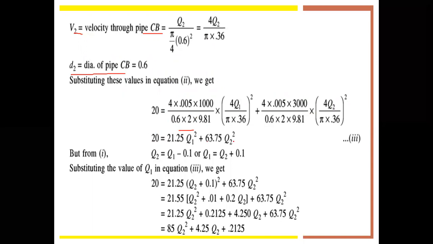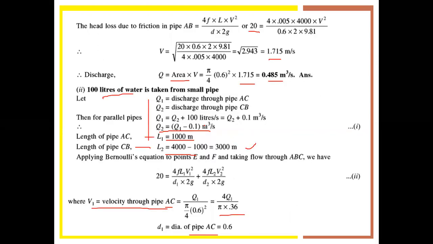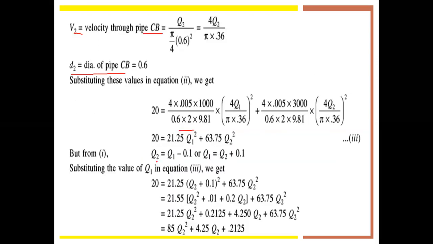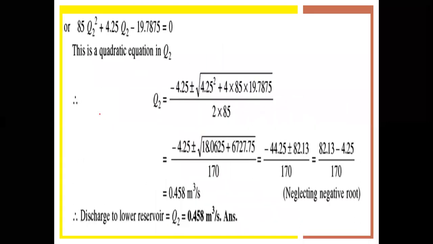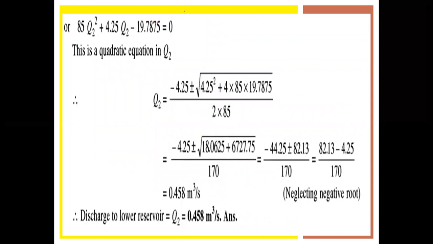But in the first equation, what you have done: Q2 minus Q2 is equal to Q1 minus 0.1, or Q1 is equal to Q2 plus 0.1. Substituting the Q1 value in the above third equation, we are getting 20 is equal to 21.25 into Q1 plus 5, substitute Q2 plus 0.1 plus 63 into 0.75. Keeping this aside, we are getting 85 Q square plus 4.25 Q plus 2.2125.